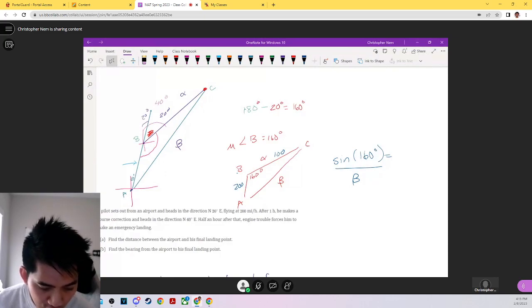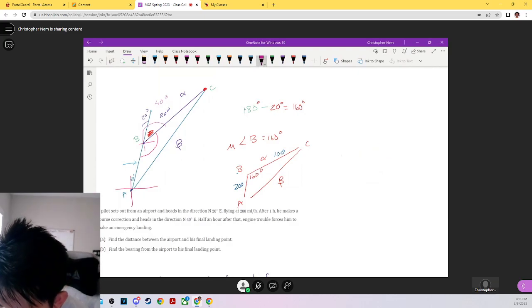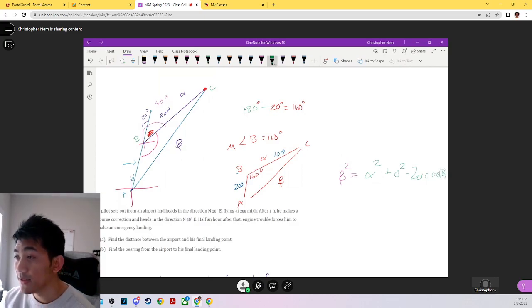Well, what we could do is, let's see, do I know a value? I guess we have to use law of cosine in this case. Law of cosine will state that we have, I want to solve for the side beta squared. So I can set this equal to alpha squared plus c squared minus 2 alpha c cosine of capital B. You can use that.